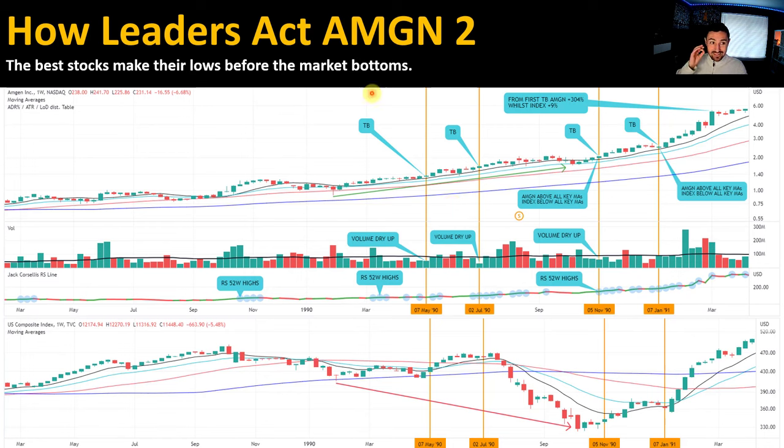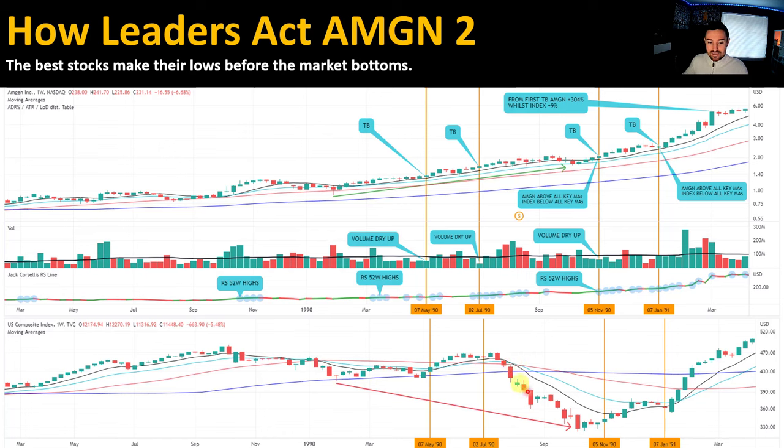This one here should be screaming at you. So this is Amgen here in the 1990s. Look at what the market is doing. Look at these lower lows that the market's making. From early 1990 to late 1990 into autumn, get into September, November, look at the market. The market just falls off a cliff here, especially here as well.